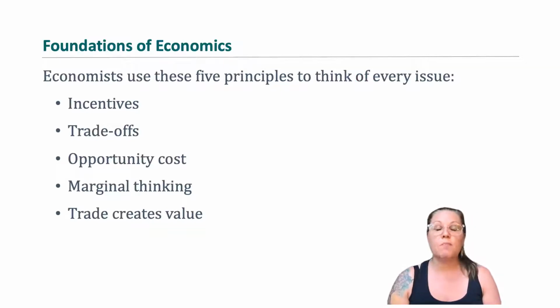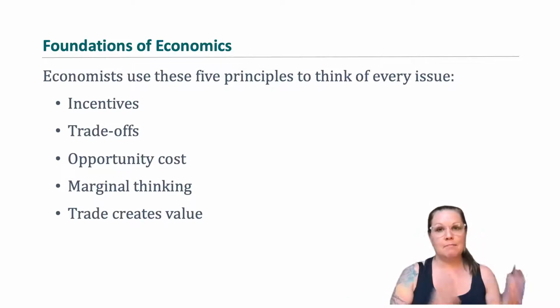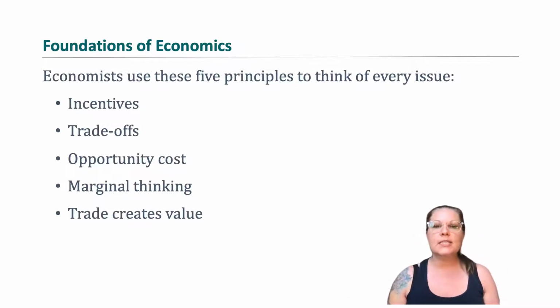You'll study both microeconomics and macroeconomics, and it doesn't matter which order you do it in. However, both subcategories of economics, micro and macro, deal with the same 5 principles of decision-making. These are incentives, trade-offs, opportunity costs, marginal thinking, and trade.